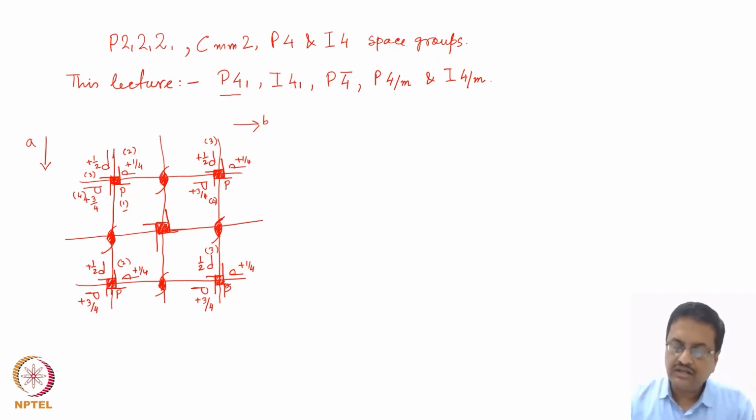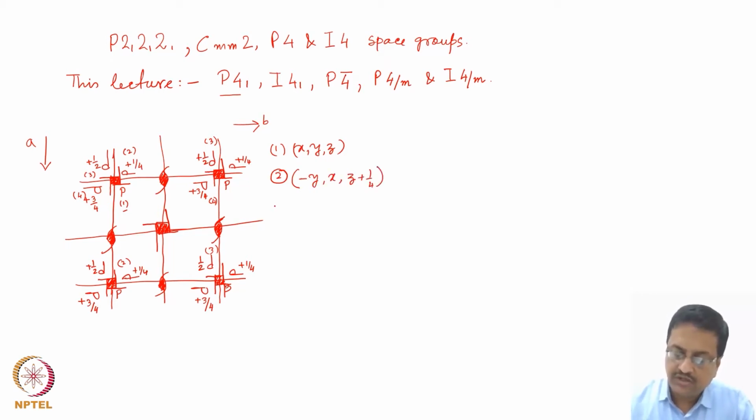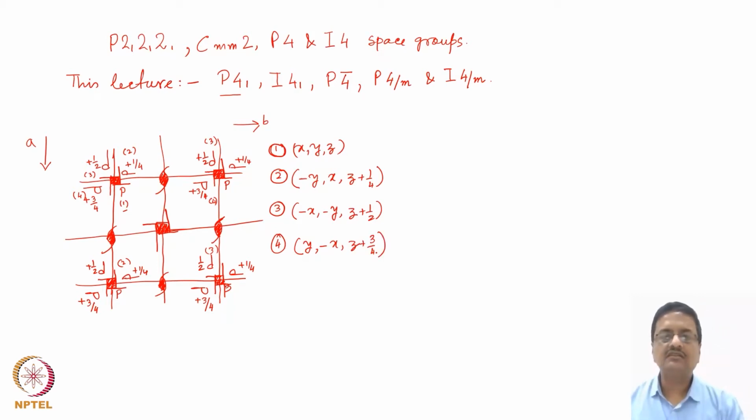So what are the corresponding equivalent points? The point number 1 is of course x, y, z. Point number 2 is a 90-degree rotated object with 1/4 translation along z, so this point will be minus y, x, z plus 1/4. Point number 3 will be minus x, minus y, z plus half, and point number 4 will be y, minus x, z plus 3/4. So these are the corresponding equivalent points for the P41 space group.